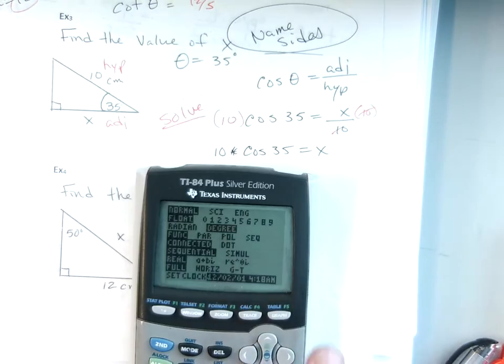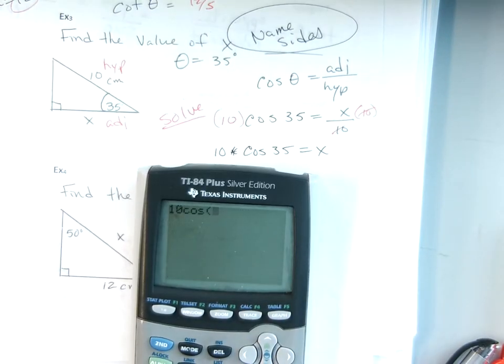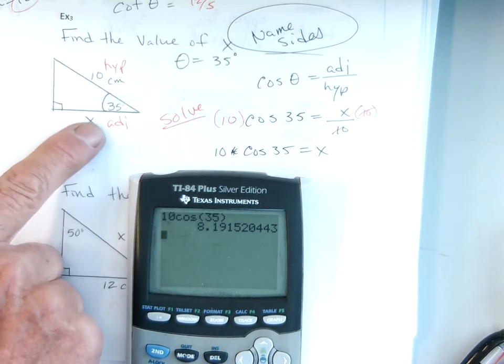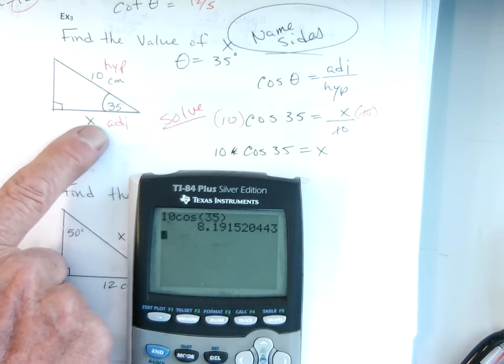I'm just going to type in 10 cosine of 35. Okay, see I typed it in? There's my answer. Does that answer make sense in this problem? Could that be 8.19? Yeah.